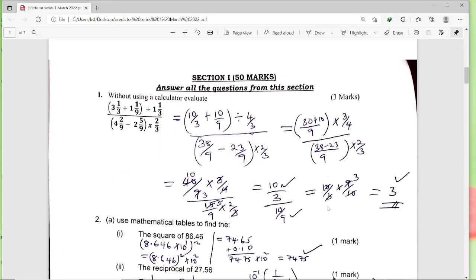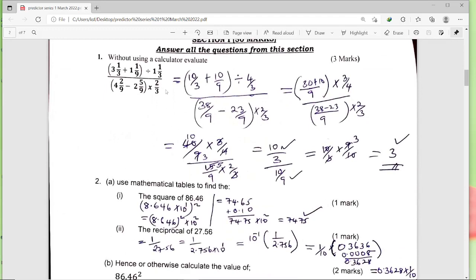Question number 1, I have predicted on fractions. Without using a calculator, evaluate 3 1/3 plus 1/9 divided by 1 1/3. Remember, the question here says without using a calculator.